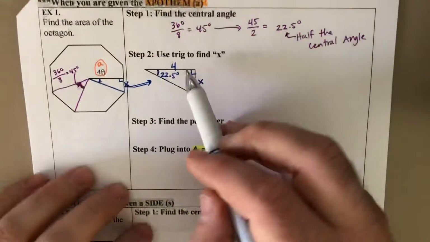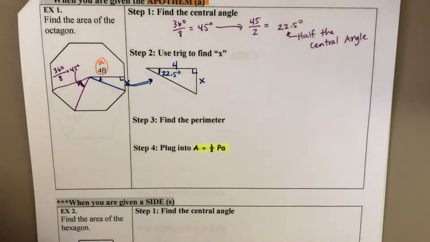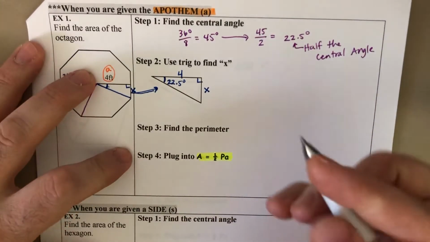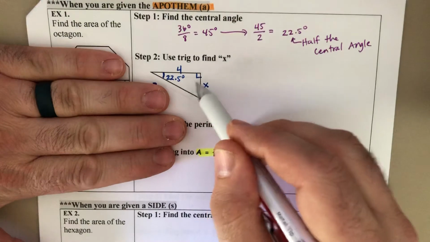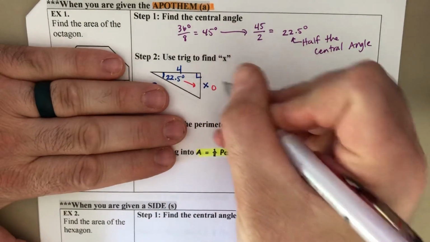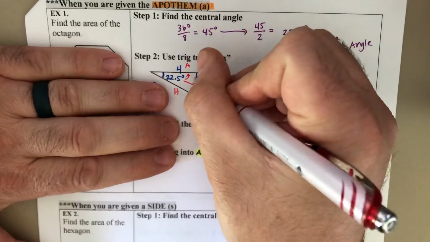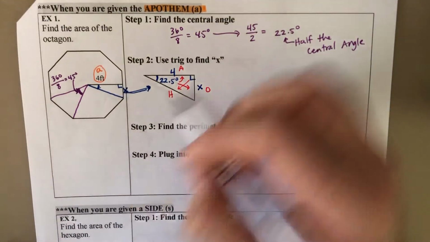Okay, and look at right here. It says we're going to use trig to find x, right? Look at the picture. This is exactly last chapter, right? If I'm trying to focus on trig, ignore all the other stuff right now. This is a trig problem, and I say find x. Well, what do we do? We label sides. There's O, there's A, there's H.